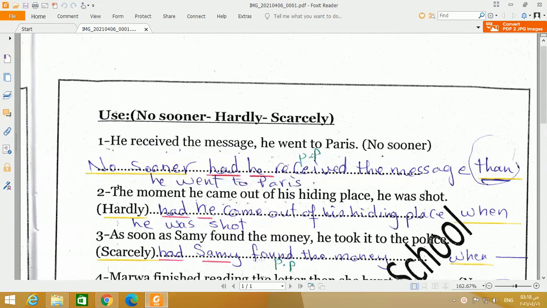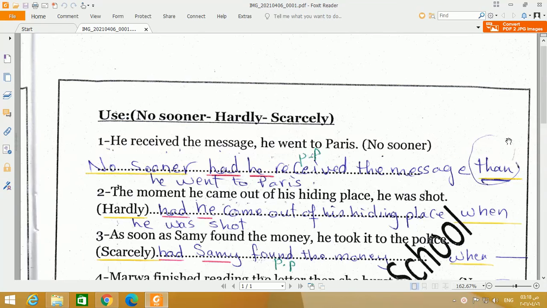Hello everyone, today we are going to take the last page in our lesson, inversion. We are going to take no sooner, hardly and scarcely. We are going to read the answers, and from the answers we are going to pick out the rule.